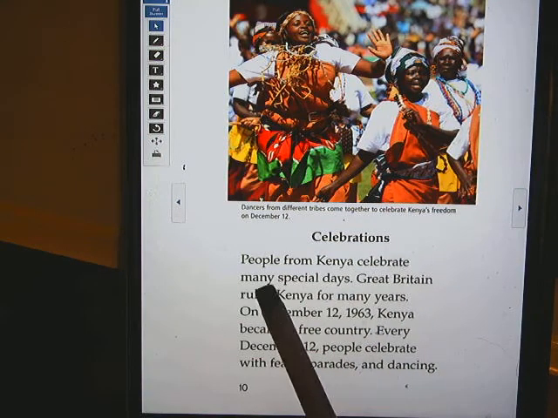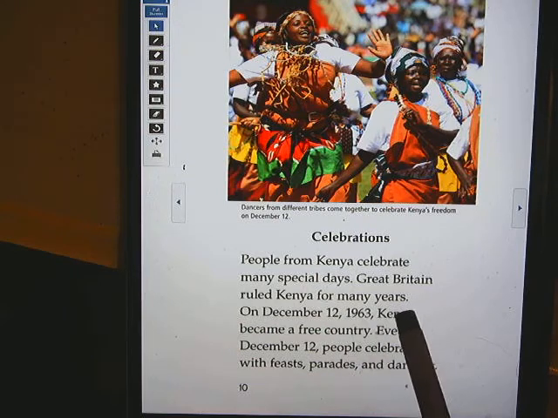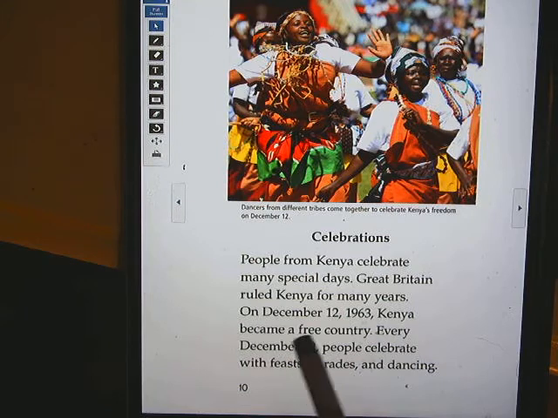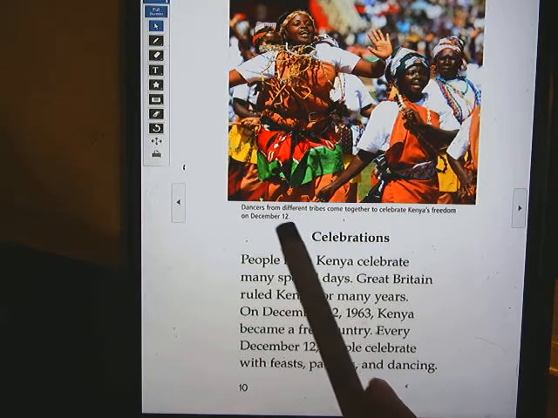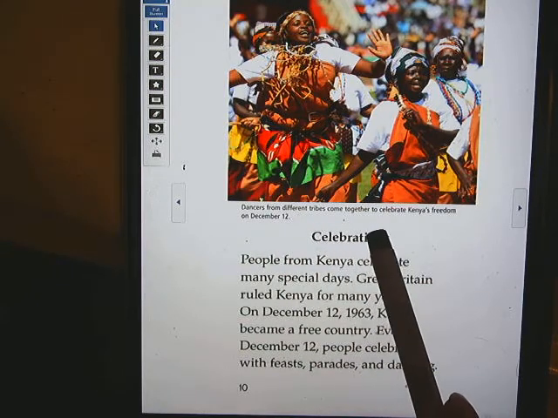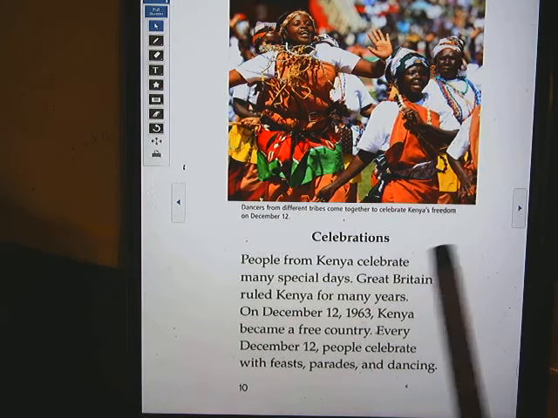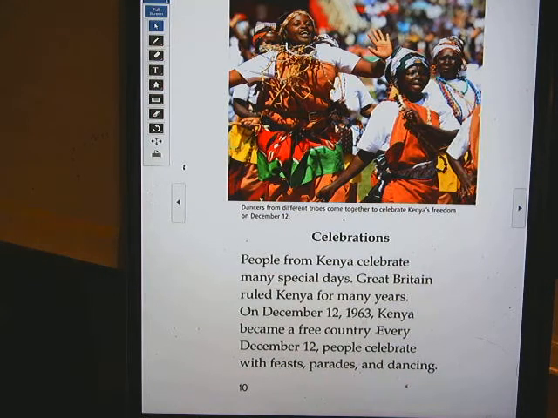Celebrations. People from Kenya celebrate many special days. Great Britain ruled Kenya for many years. On December 12th, 1963, Kenya became a free country. Every December 12th, people celebrate with feasts, parades, and dancing. Dancers from different tribes come together to celebrate Kenya's freedom on December the 12th.